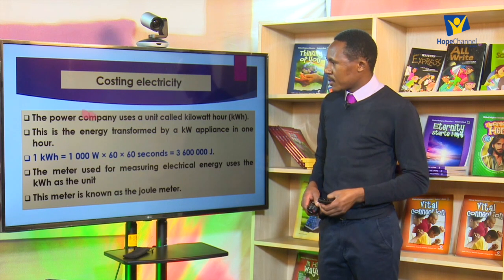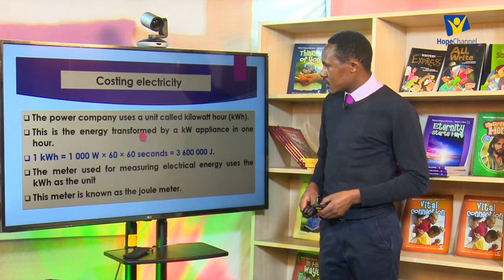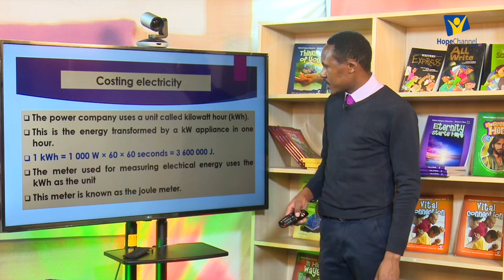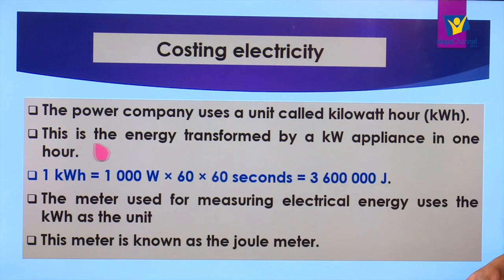So the power company uses a unit called a kilowatt hour to do the costing. So the electricity we consume is measured in units known as the kilowatt hours. Usually this is the energy transformed by a kilowatt appliance in 1 hour. A kilowatt means 1000 watts. Kilo means 1000, and watts are the units for power. So when we talk about kilowatt hour, we are referring to the energy transformed by a kilowatt appliance in 1 hour.